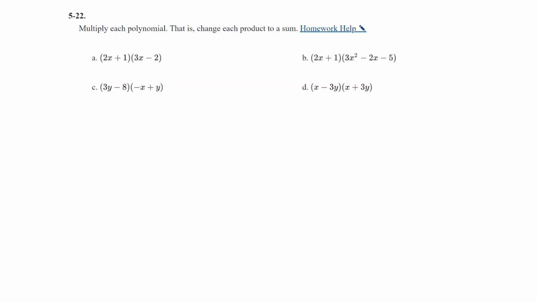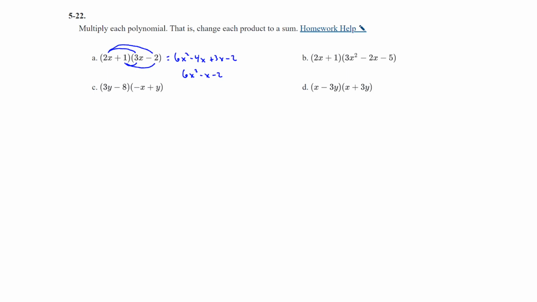That is, change each product to a sum. So we'll do these a couple different ways just to show you. The first one I'm just going to distribute, which means I'm going to take my 2x and I'm going to distribute to the 3x minus 2. So that would give us 6x squared minus 4x. And then I have to take the 1 and also distribute that as well. So that would be plus 3x minus 2. And so when I combine my like terms, I have 6x squared minus x minus 2.